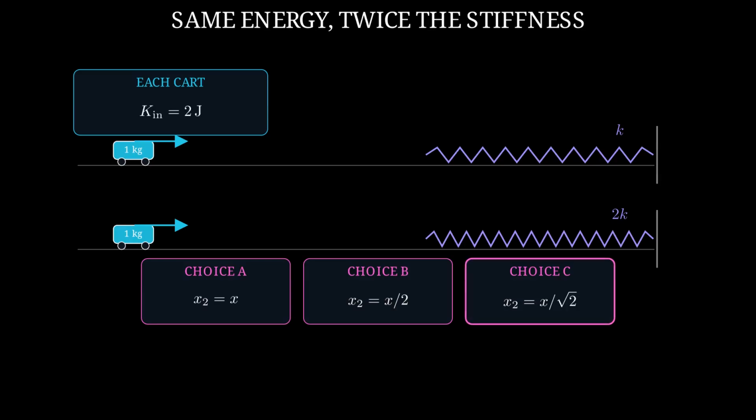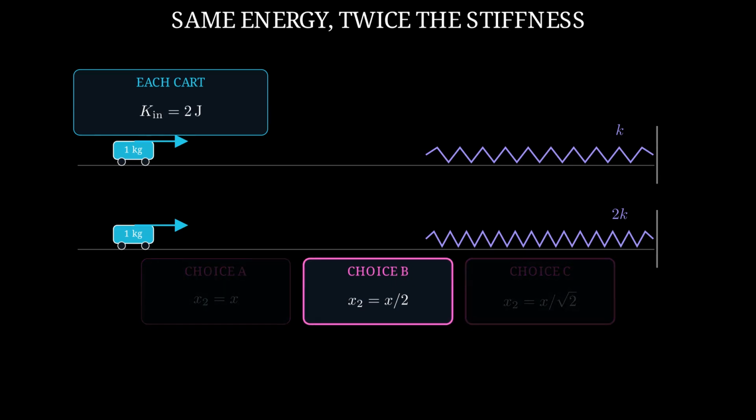Use the model on a new spring. The incoming cart again carries 2 joules of kinetic energy, but the second spring has twice the stiffness. At maximum compression, will the stiffer spring compress by the same distance, by 1/2 of the distance, or by the original distance divided by the square root of 2? Choose before the carts move.